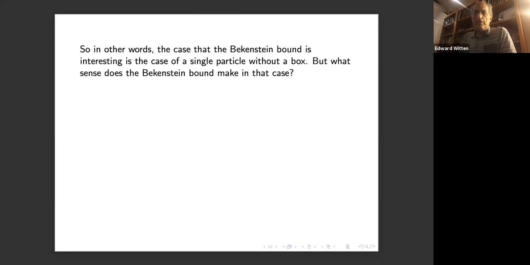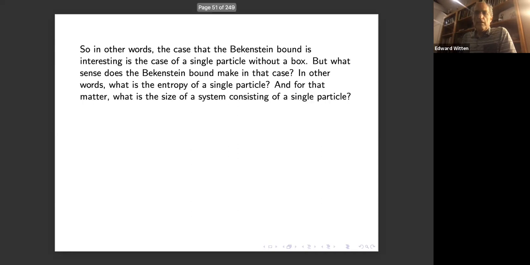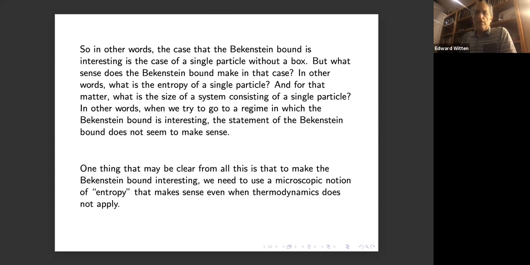But what sense does the Bekenstein bound make in that case? In other words, what's the entropy of a single particle? For that matter, what's the size of a system consisting of a single particle? That's not terribly well defined in quantum mechanics either. In other words, when we try to go to a regime in which the Bekenstein bound is interesting, the statement of the Bekenstein bound does not seem to make sense.